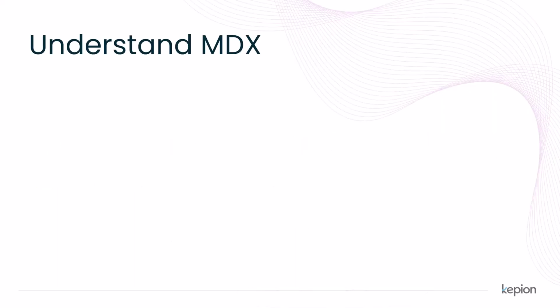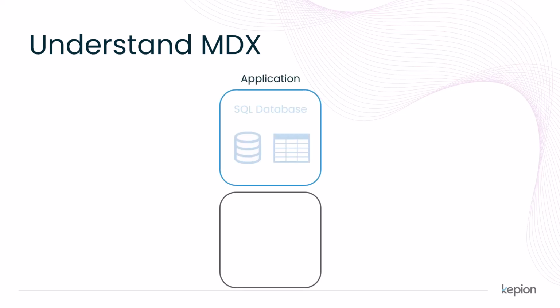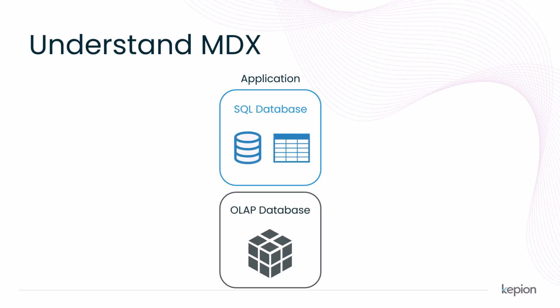In the application, tables exist in a SQL database. For example, the dimension tables or fact tables. Cubes are the aggregations of table data in an OLAP database. When we want to manipulate table data, we use SQL. When we want to manipulate data in the cube, we use MDX.